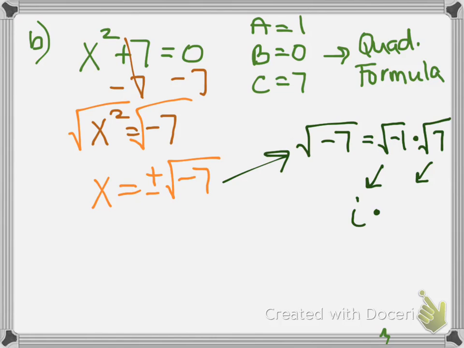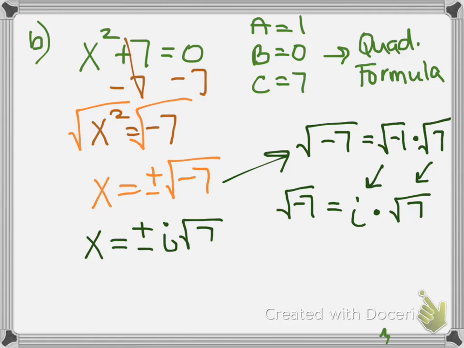Now, 7 is not a perfect square, so I don't want to actually take the square root. I don't want a decimal. And since there are no other perfect square factors inside of 7, I'm simply leaving it as the square root of 7. So the square root of negative 7 equals i times the square root of positive 7. So our final answer is x equals plus or minus i times the square root of 7. And that's how you would write that answer.